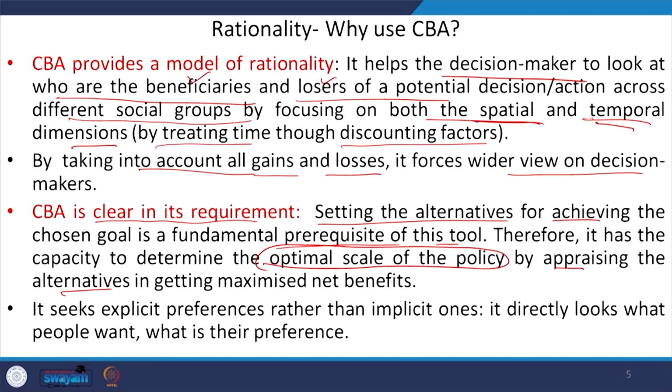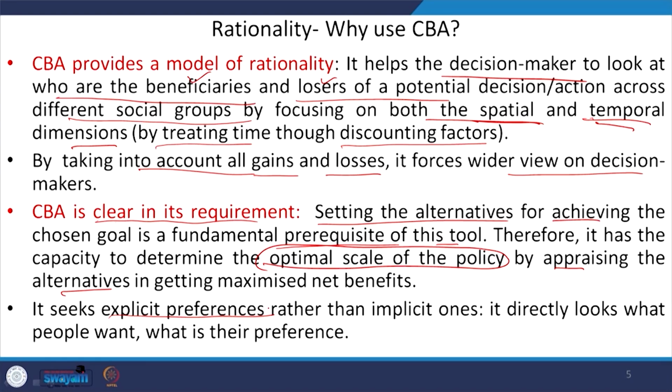And the third one, that may be the implicit one, that also supports the rationality for using this CBA, that it is seeking the explicit preferences rather than a kind of implicit one. Why are you saying that it seeks explicit preferences rather than the implicit one?